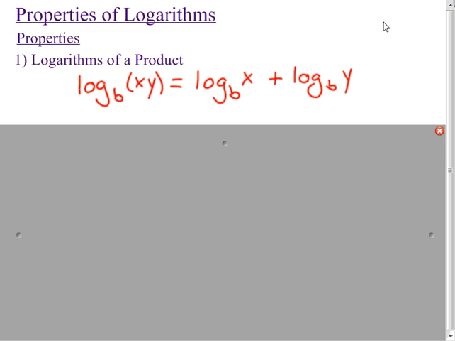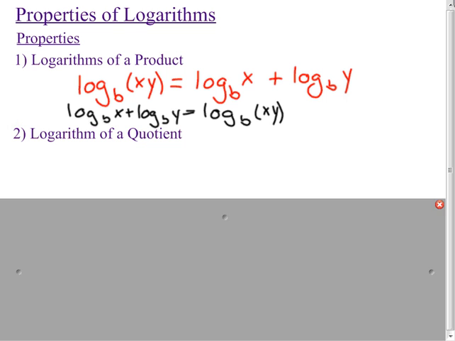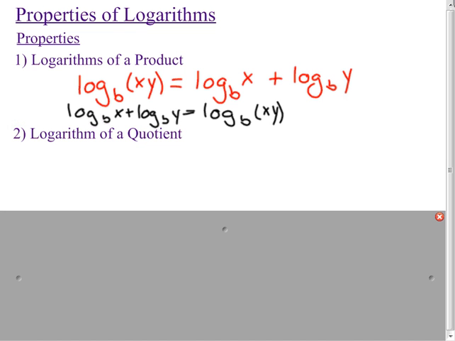So if I'm multiplying the argument, that's the same thing as adding each of the individual logs. And vice versa. Remember, you have to go backwards and forwards. If you see the log base b of x plus the log base b of y, that's the same thing as the log base b of the product of their arguments. When we add logs, we multiply their arguments. Or when we're multiplying an argument, we're adding logs. That's the first property.